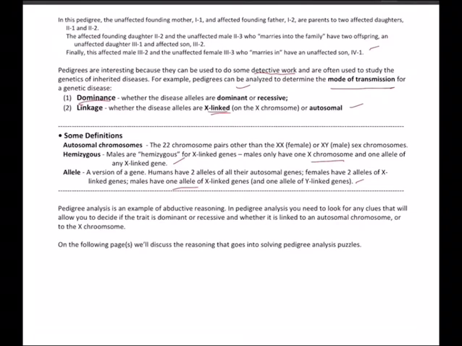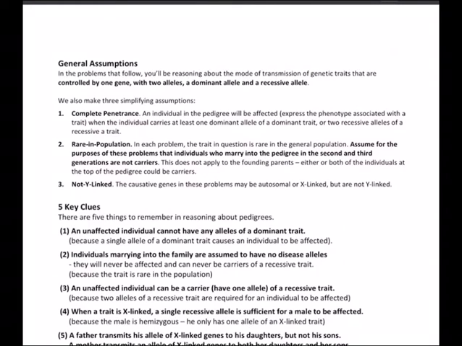So pedigree analysis is an example of abductive reasoning. In pedigree analysis, you need to look for any clues that will allow you to decide if the trait is dominant or recessive and whether it is linked to an autosomal chromosome or the X chromosome. So on the following page, let's see how we can do the puzzles. So general assumptions. What are the general assumptions?